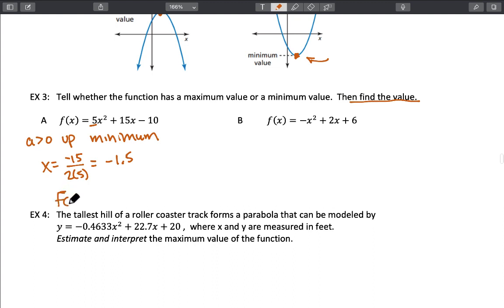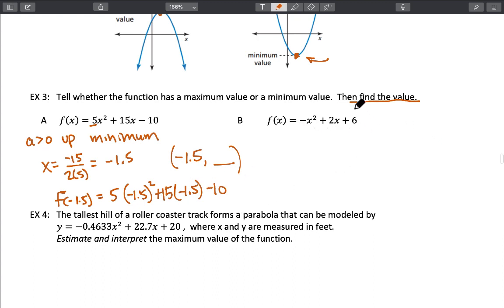Now, in order to find my y-coordinate, I'm going to evaluate my function for -1.5. So I'm going to say f of -1.5 is equal to 5 times -1.5 squared plus 15, whoops, forgot that one, times -1.5 minus 10 more. All right, pause the video here, crunch those numbers out with your calculator, and tell us what you get for your y-coordinate. Your vertex then should be -1.5, and then whatever you crunched out there in that problem.